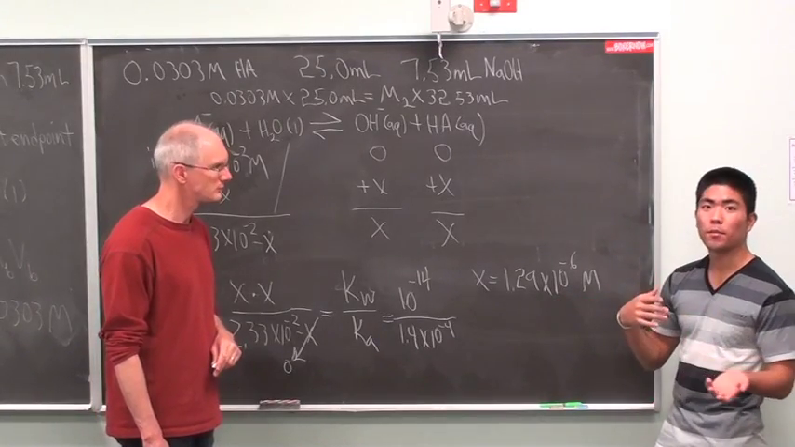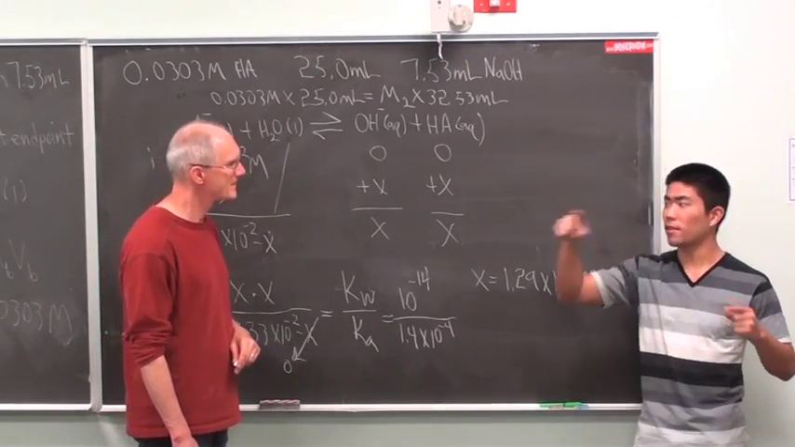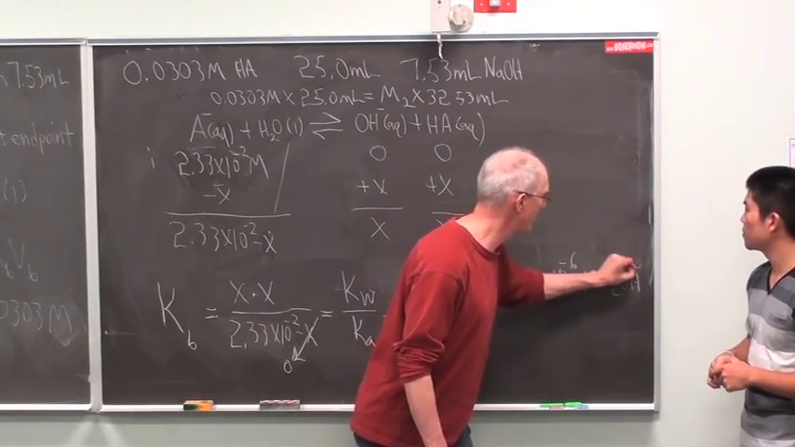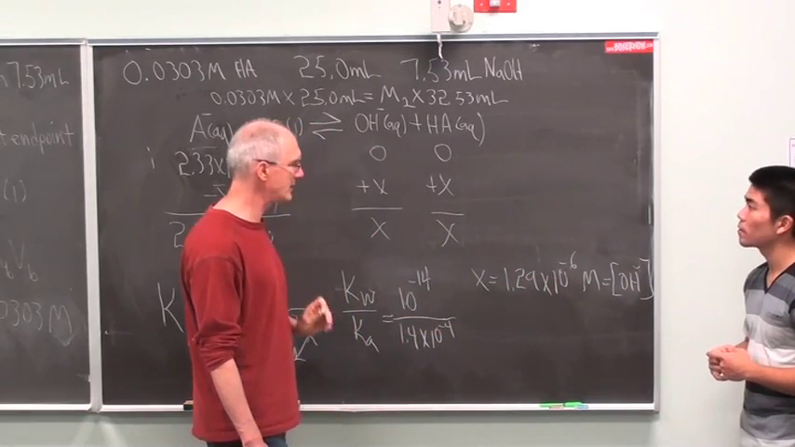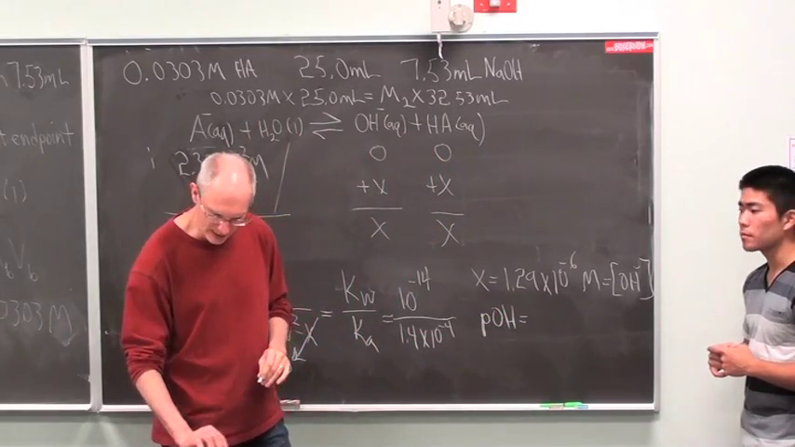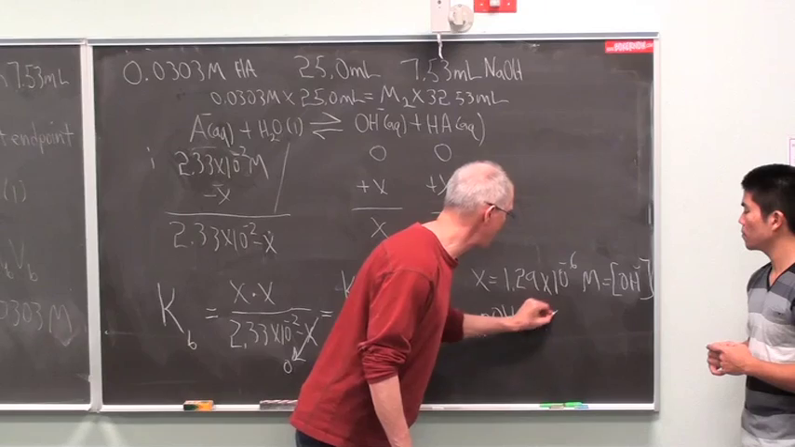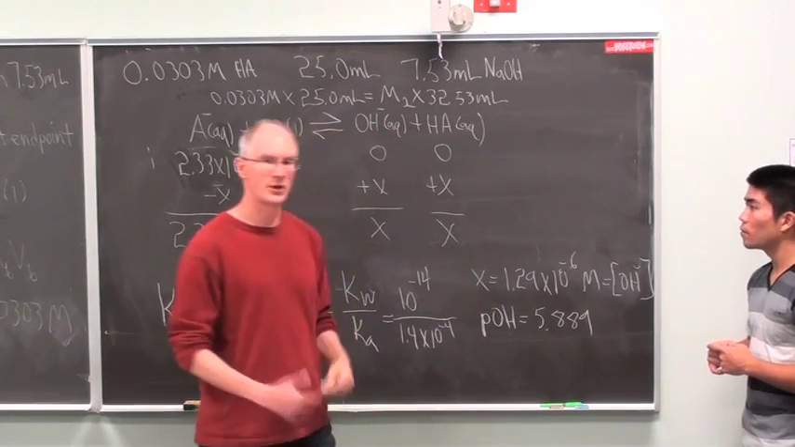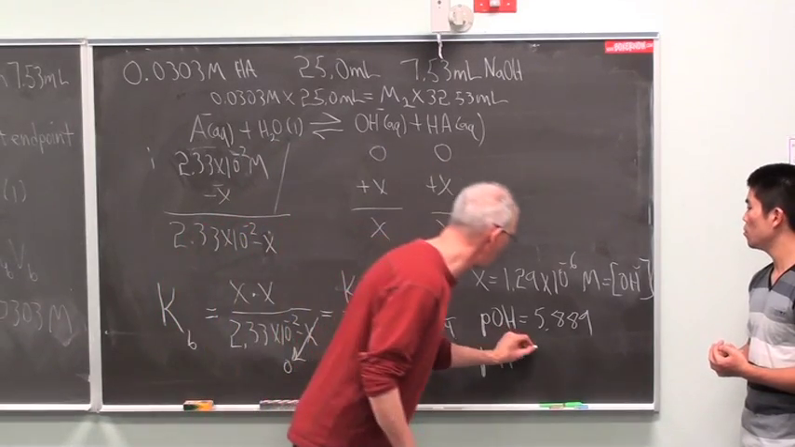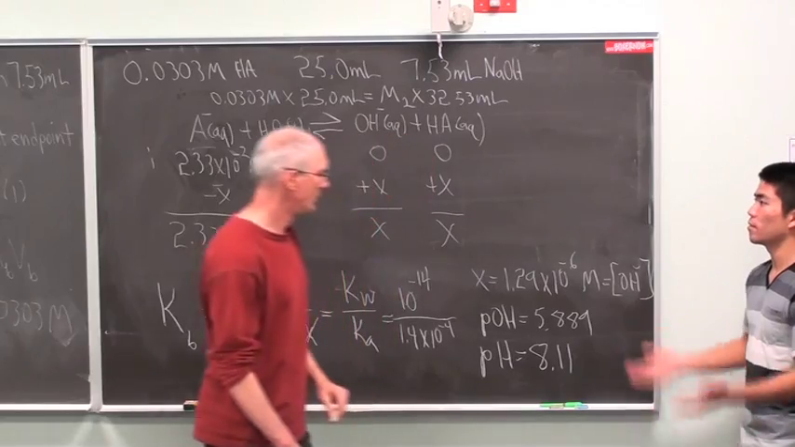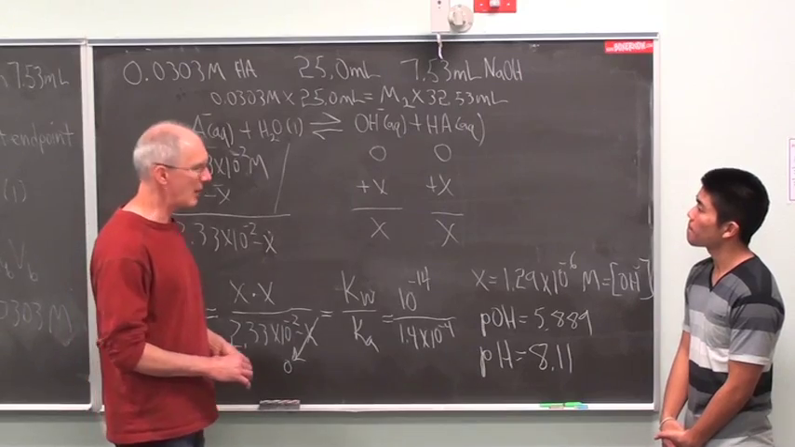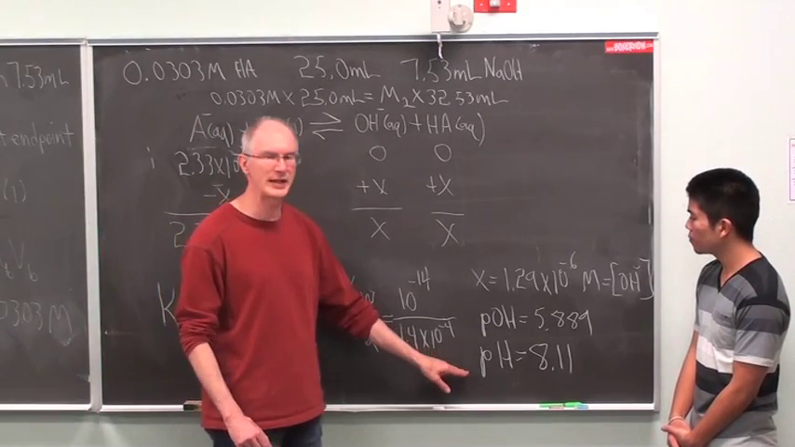So we can't use this to find pH directly. We have to go around the rectangle. Just to be clear, x equals the concentration of OH minus. The way I did it, I calculated pOH by taking the negative log of that, and I got 5.889. Subtracted from 14, I've got pH equals 8.11. So this weak acid being titrated with strong base, our endpoint isn't pH 7 neutral, it's just a little teeny bit basic.